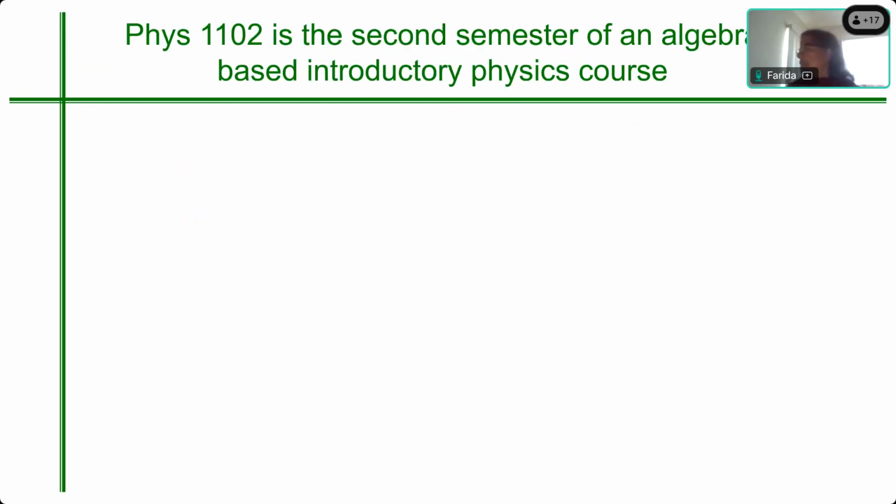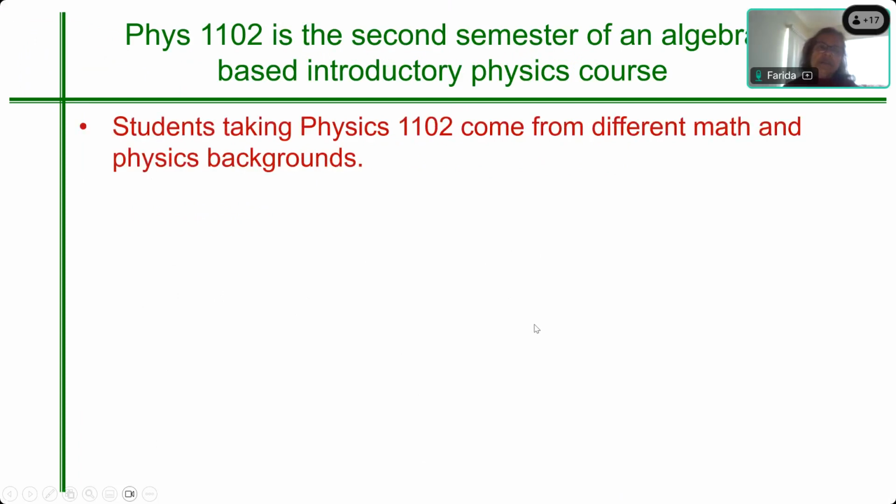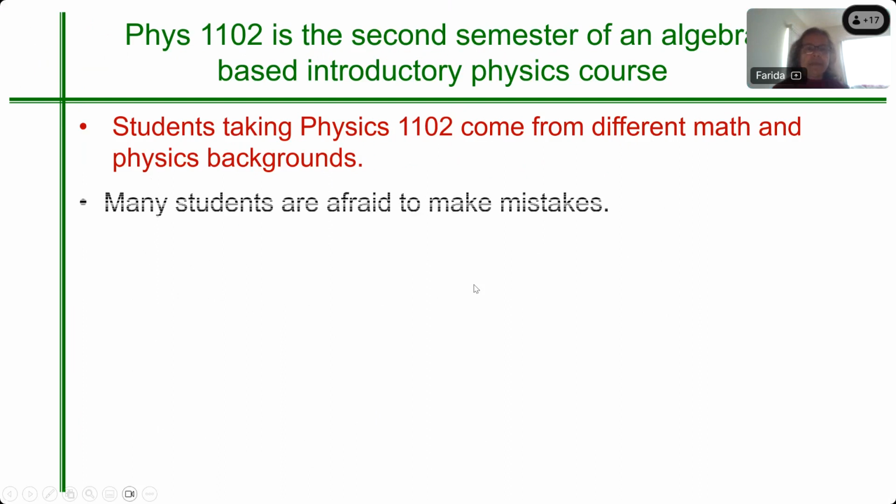Now, as I mentioned, Physics 1102 is the second semester of an algebra-based introductory physics course. Students taking the one that I'm teaching come from different math and physics backgrounds. Some of them are coming from our university who did the first semester here. Some come from community college. Some went out from school and then come back as post-bacs because they want to go to medical school, and this is one of the required courses. So as a result, it makes a very big challenge for us.